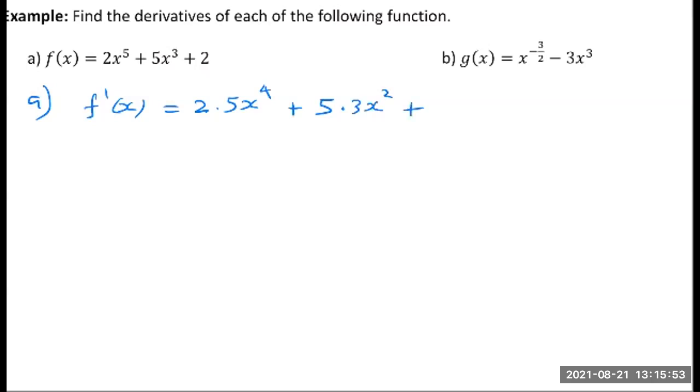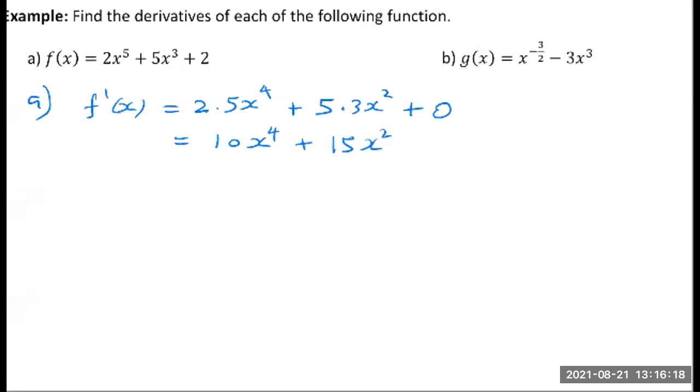That is 3 times x to the power 2. And then plus, finally, I have this particular function, which is a constant function. What is the derivative of a constant function? 0. This is the answer. If you want, you can simplify this a little bit. 2 times 5, 10 times x to the power 4, plus 5 times 3, 15 times x to the power 2. Okay, so that's the derivative.